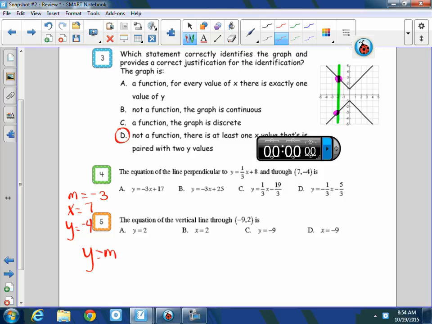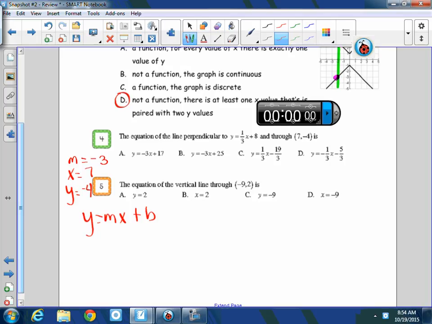Plug it in on y equals mx plus b. So that would be -4 equals -3 times 7 plus b. That's -21. When you move it to the other side, you add 21. And then b equals 17. And there it is. All right? Ready for the second one?